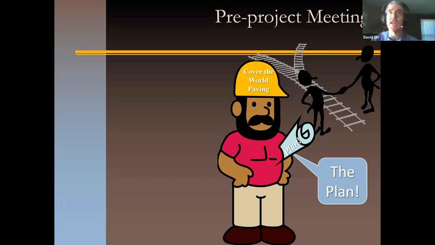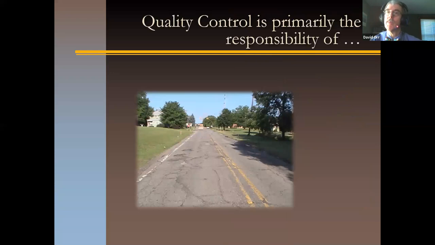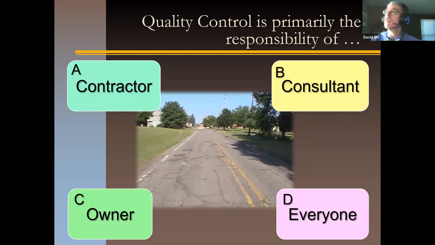Okay? So quality control is primarily the responsibility of who? Okay? And again, I'm going to relaunch the polling. And I'm going to let you guess. Is it the contractor, the consultant, the owner, or everyone? I hope this is an easy one. Let's see if I can get half of you. Yay, everybody got it just about. Thank you, good. Yeah, it's everyone's responsibility, okay?